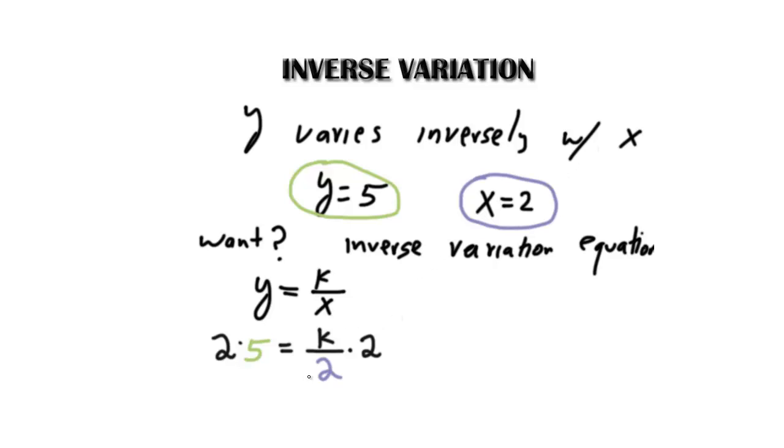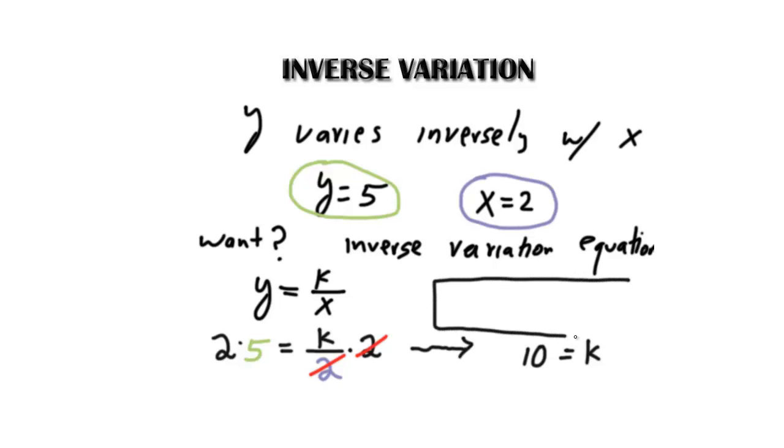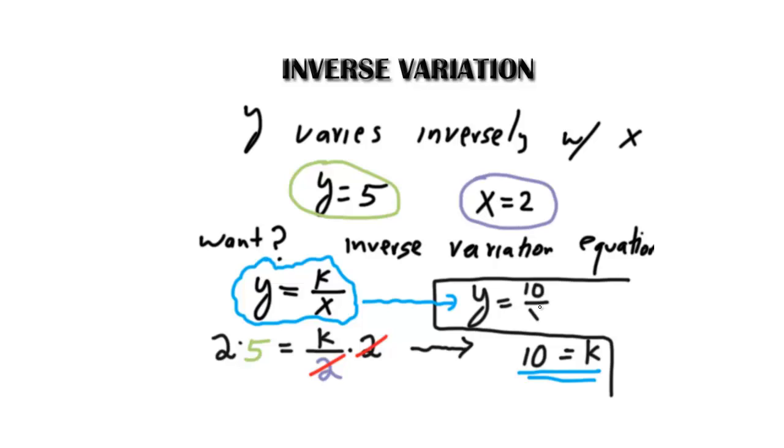Now this 2 and this 2 cross out, they go to 1, so you're just left with k on the right. You have 10 on the left, so k is equal to 10. Now we can write our inverse variation equation. It will be of this form, but replacing the k that we found. This becomes y equals 10 over x, and that's our inverse variation equation. And we're done.